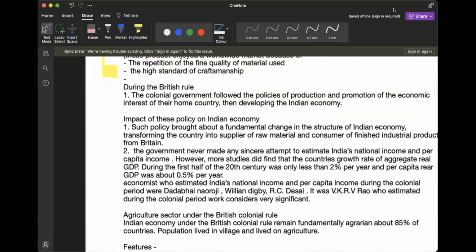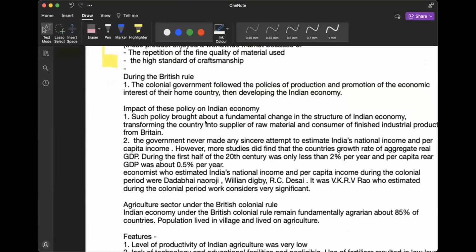Okay. Now, during the British period, what happened? So, during the British rule, basically, the colonial government followed the policy of production and promotion of economic interests of their home country. Though Britishers came to India, they were only focusing on how they could get benefit from India, right? So now, the impact of these policies on the Indian economy. Such policy brought about a fundamental change in the structure of the Indian economy, transforming the country into a supplier of raw material and consumer of finished goods.